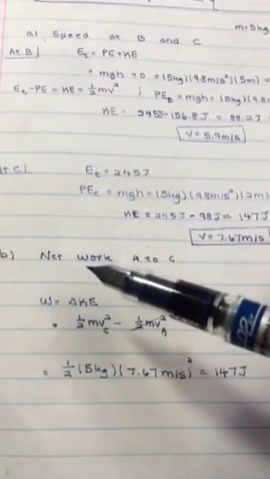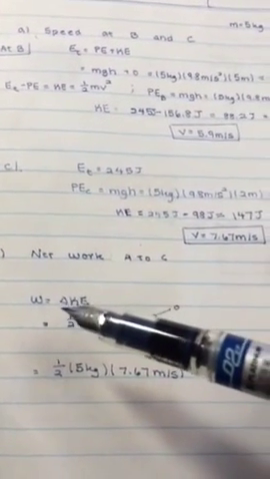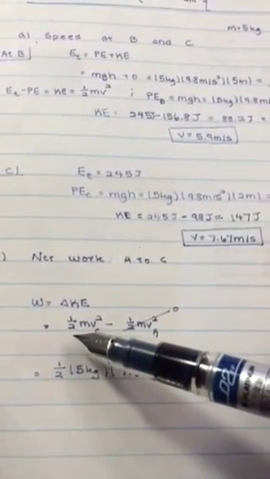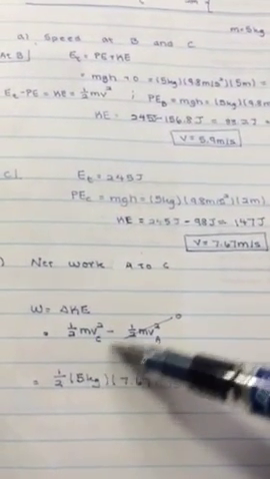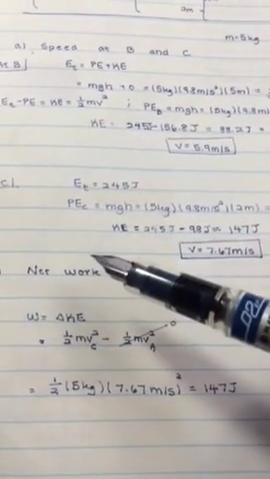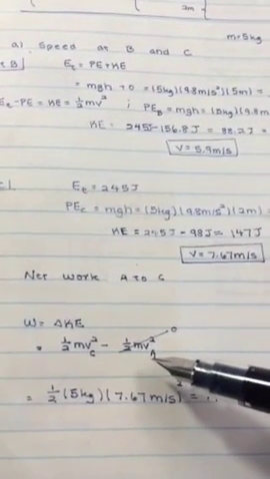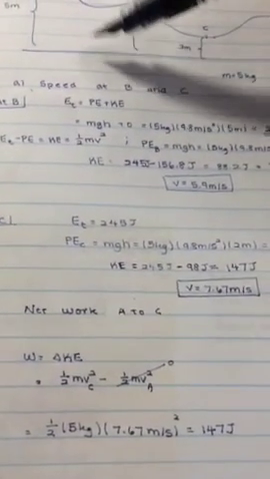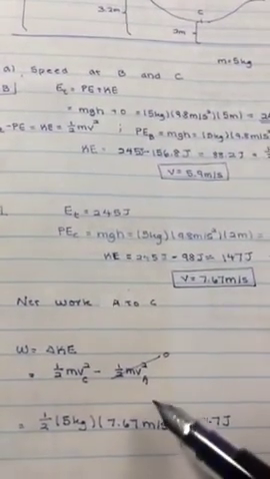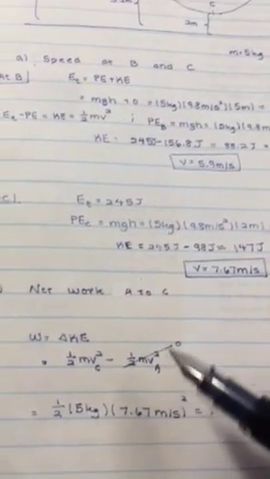Now for B, they want us to find the net work from A to C, and from the book we know that work is the change in kinetic energy. So 1/2 mv squared at C minus 1/2 mv squared at A. We can determine that the kinetic energy at A is 0 because, like how we did it up here, the ball is not moving at first. So velocity is 0, which makes this entire thing 0.